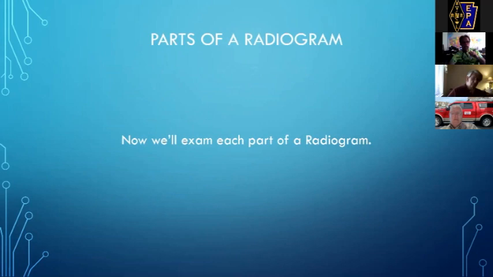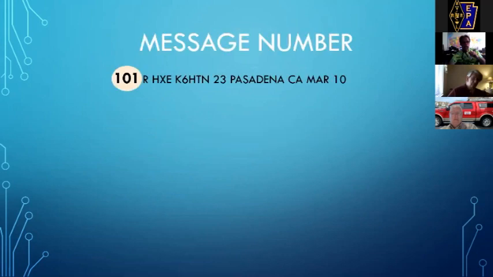Now let's look at the parts of the radiogram. The first thing in the radiogram is the message number. In this case, in our sample, the message number is 101. Don't say "one hundred one." Always say "one zero one." That's numbers, not "one hundred one," not "one oh one."